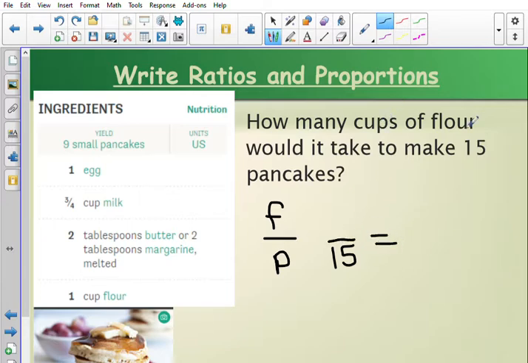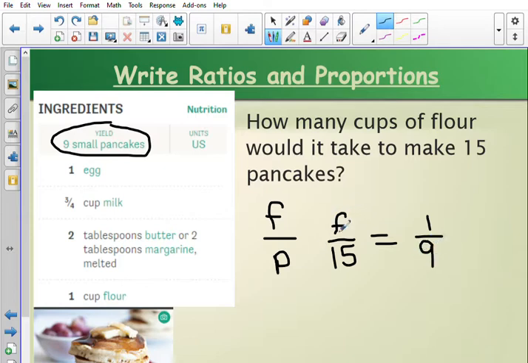That's my question. It says how many cups of flour. I don't know how many cups of flour, and you could use the C here if you wanted. And then this other portion, I'm going to just use the recipe. The recipe calls for 1 cup of flour yields 9 pancakes. So this is going to be a 9.